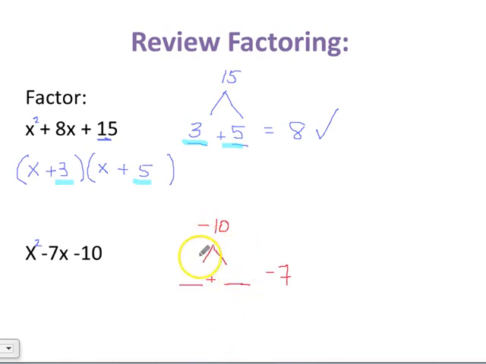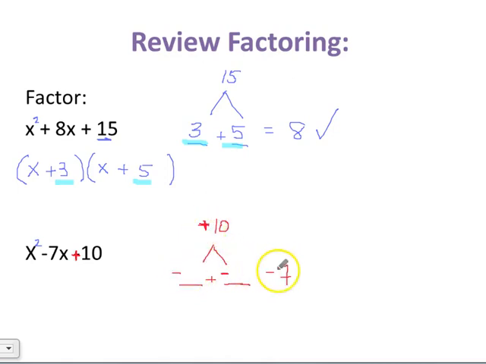Well, whoops, I forgot. I wanted to change this to a plus sign. So that should be a +10. So what are some factors of +10 that add up to a -7? Well, since they have to add up to a -7, some of our numbers need to be negative. And if one of them is negative, then the other has to be negative, because when we multiply a negative times a negative, we get a positive.